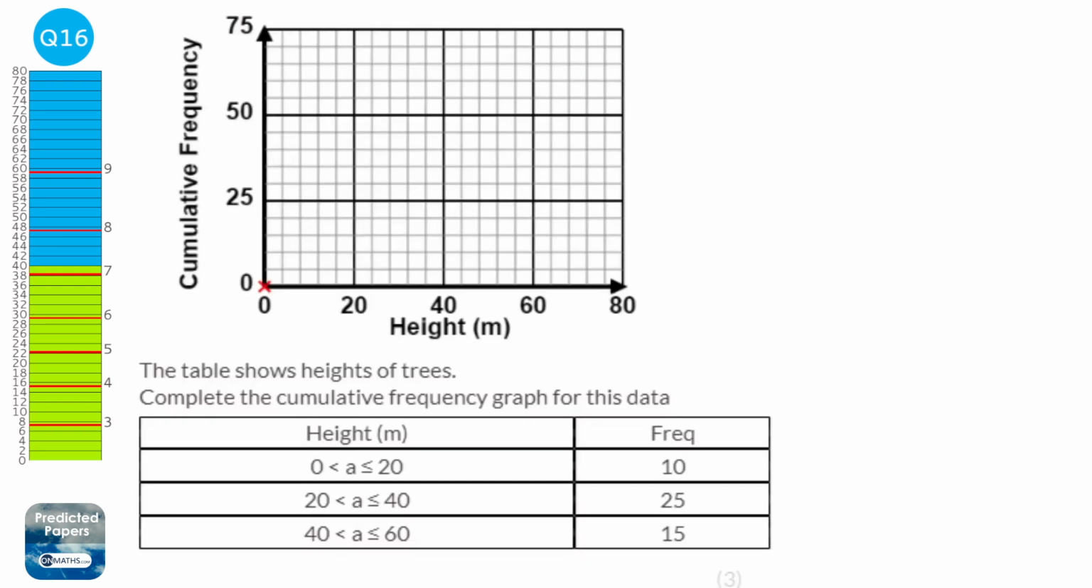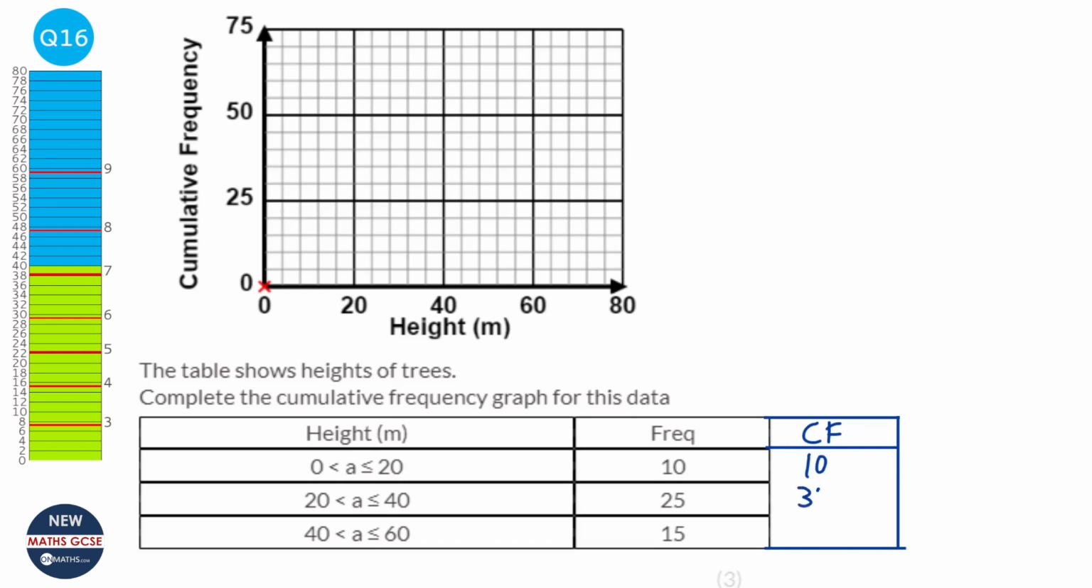So to do a cumulative frequency graph, we've got to first of all add a cumulative frequency column to our table. And cumulative frequency is just a running total. So we always start off with the first value, which is 10. Then we add the next value. So 10 plus 25 is 35. Then we add the next value. So that's going to be 50.